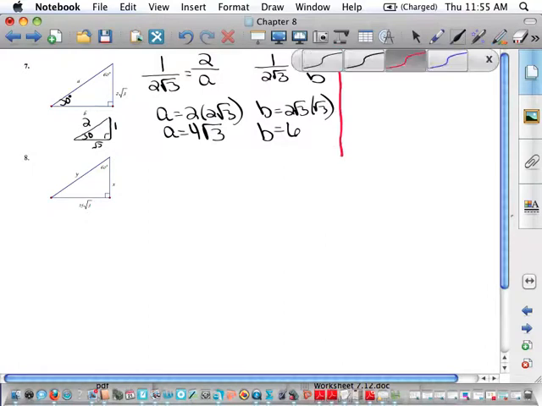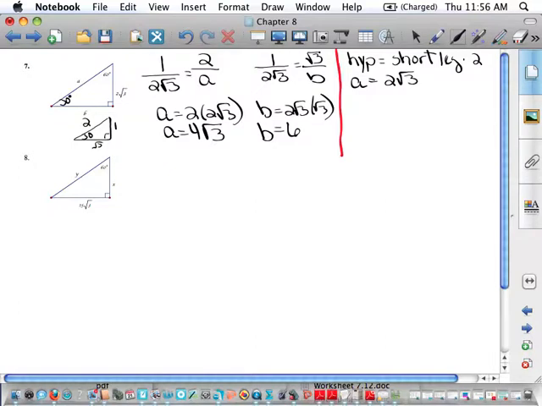The other way that we're going to look at is remembering the relationship. So the hypotenuse is equal to the short leg times 2. Now substitute the information in that you have. Hypotenuse is A. The short leg is 2 square root of 3 times 2. That will give you 4 square root of 3.